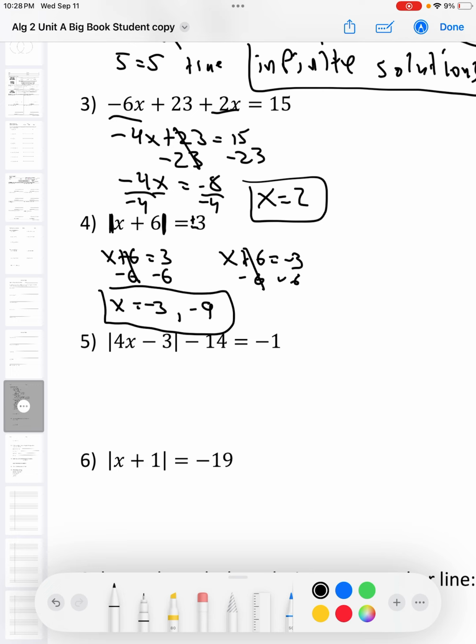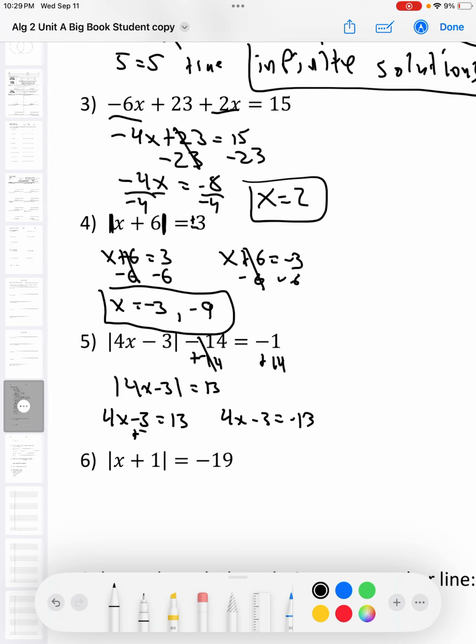For number 5, it's a little more complicated because the absolute value is not already isolated. It's not already by itself. We first have to add 14 to both sides to get rid of this negative 14 over here. So that will cancel out, and that will give me the absolute value of 4x minus 3 equals 13. Now the absolute value is by itself, so I can do the two equations. 4x minus 3 equals positive 13, and 4x minus 3 equals negative 13.